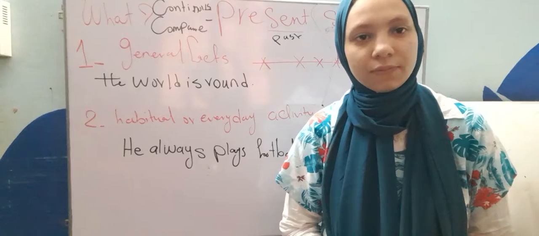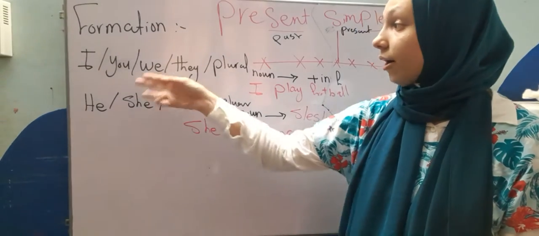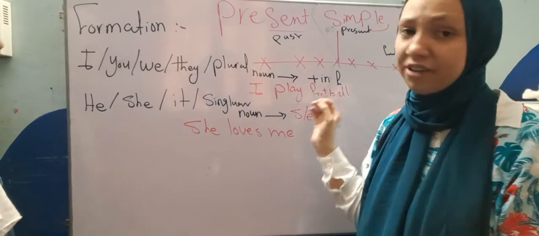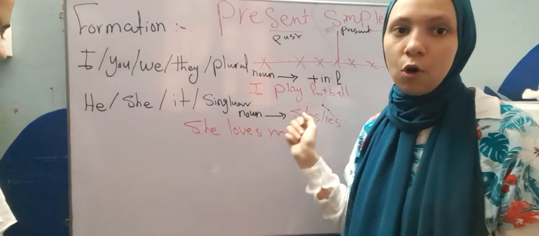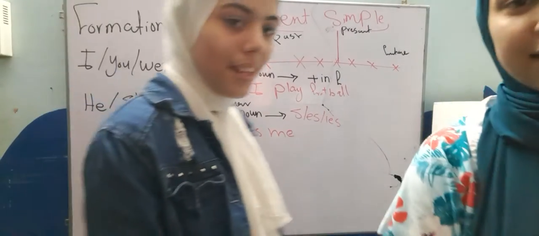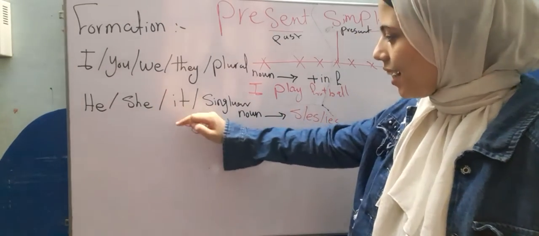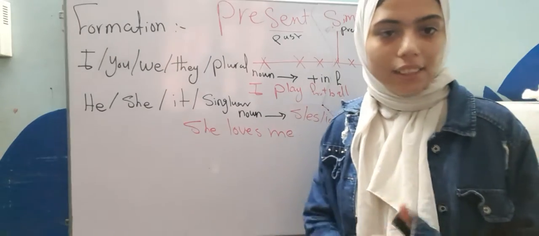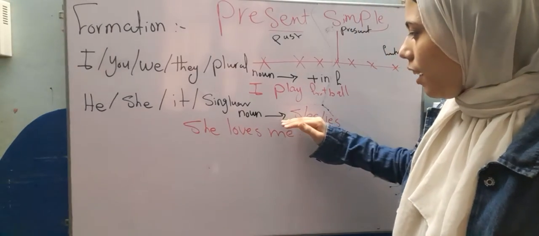Okay? So let's learn the formation of the present simple. I, you, we, they, or any plural noun plus the infinitive, like for example, I play football. Okay? And we can also say he, she, and it, or any singular noun plus s, ies, or es. And it actually depends on the last letter of the verb.